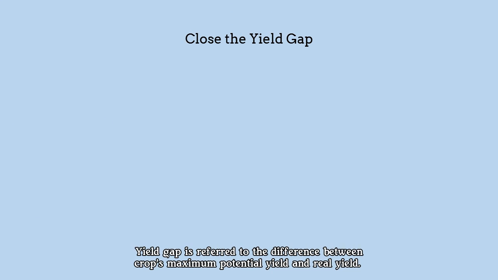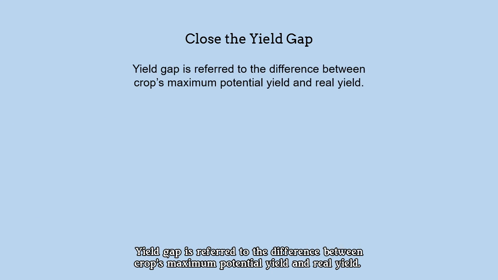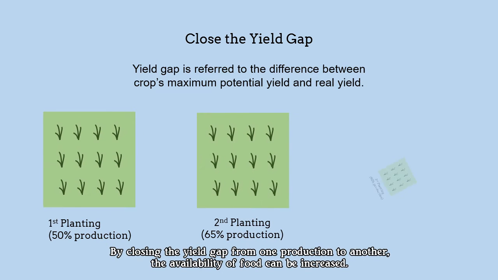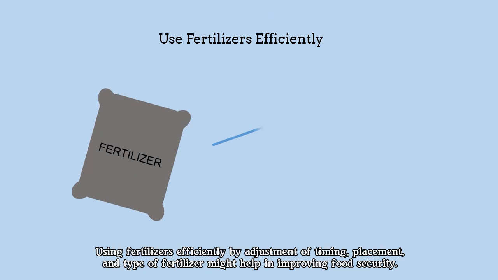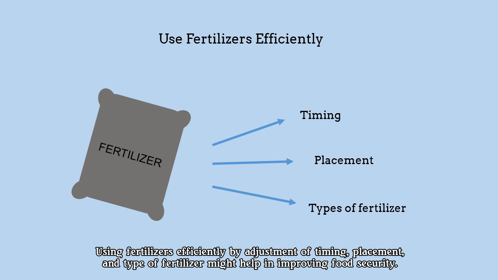Yield gap refers to the difference between crops' maximum potential yield and real yield. By closing the yield gap from one production to another, the availability of food can be increased. Using fertilizers efficiently by adjustment of timing, placement, and type of fertilizer might help in improving food security.